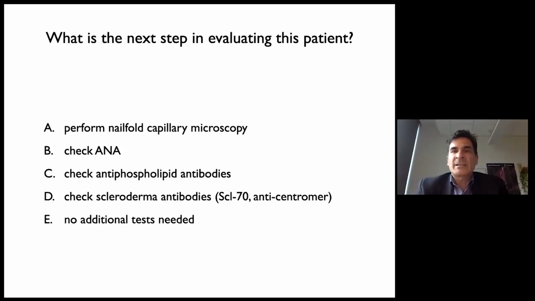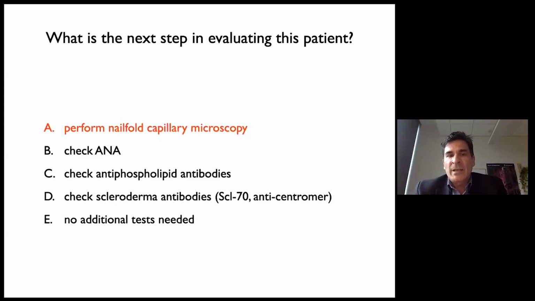What is the next step in evaluating this patient? A, perform nail fold capillary microscopy. B, check an ANA. C, check antiphospholipid antibodies. D, check scleroderma antibodies. Or E, no additional tests are needed. And the correct answer is A, perform nail fold capillary microscopy.